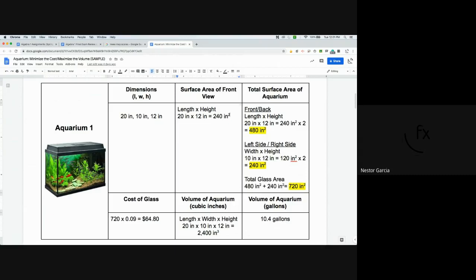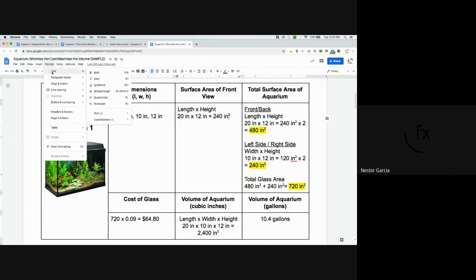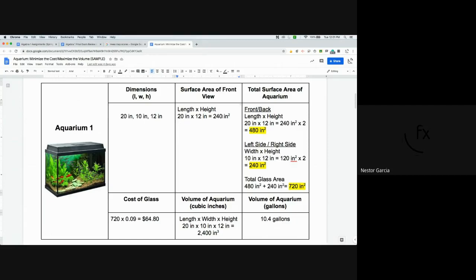In order to be able to type your exponent, you would go over to the format after you type a 2, highlight that 2, go to text here, and select superscript. So a superscript is what allows you to get this exponent view. So square inches. Now that you know the surface area of the front view, you would have to find the total surface area of the aquarium.